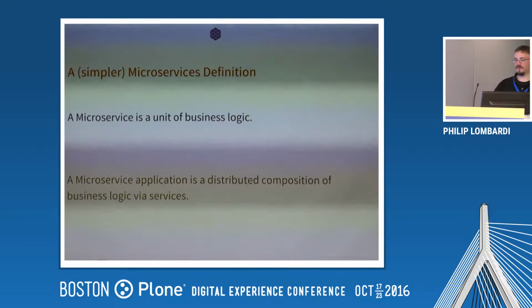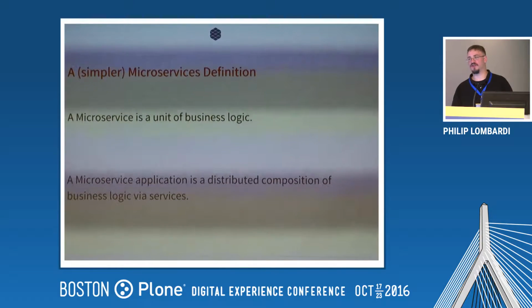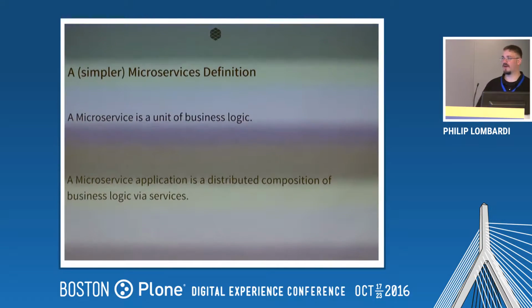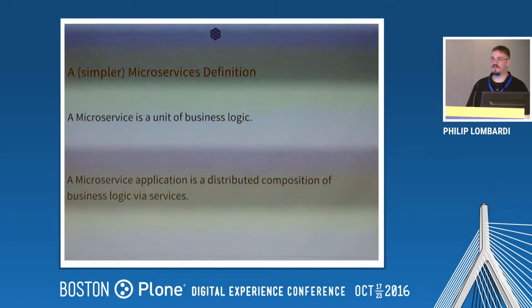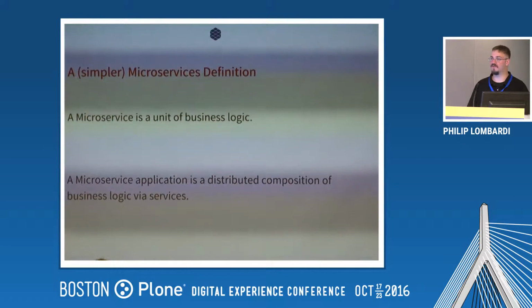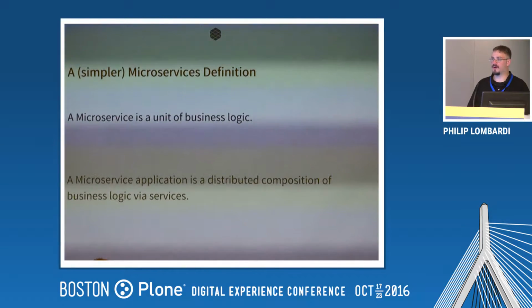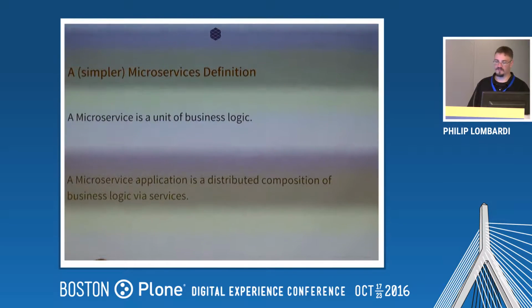So I'm going to go with a simpler microservices definition and just lay it out. A microservice is a unit of business logic. And when I say a unit of business logic, I'm talking about it does one or two things really, really well. For example, it sends emails to clients. It will fill out a row in a database. It could do something else like generate a template for you. These are things that they do. It does it well. It does just that one thing.